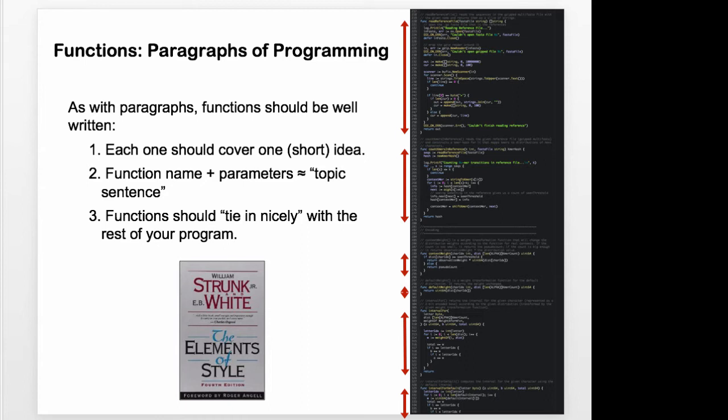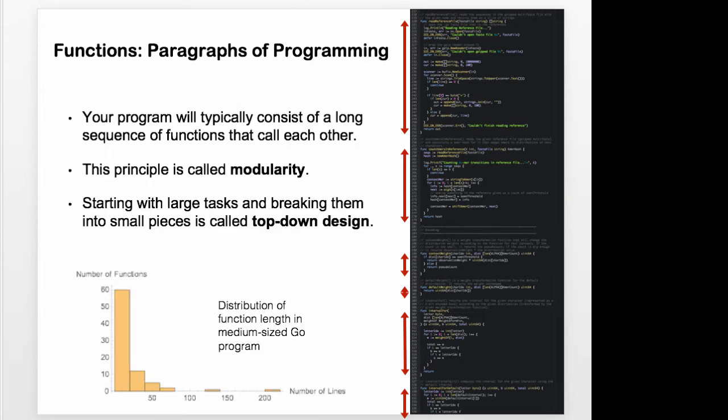And then just as paragraphs flow together and tie together into, say, a chapter of a novel, the function should tie in nicely, so to speak, with the rest of your program, and there should be a nice flow, and it should be easy to read and understand your program by seeing how it is on a high level that these functions interact. This is a skill that is not necessarily common in beginner programmers, and it's something that we want to try and cultivate over the span of this semester.